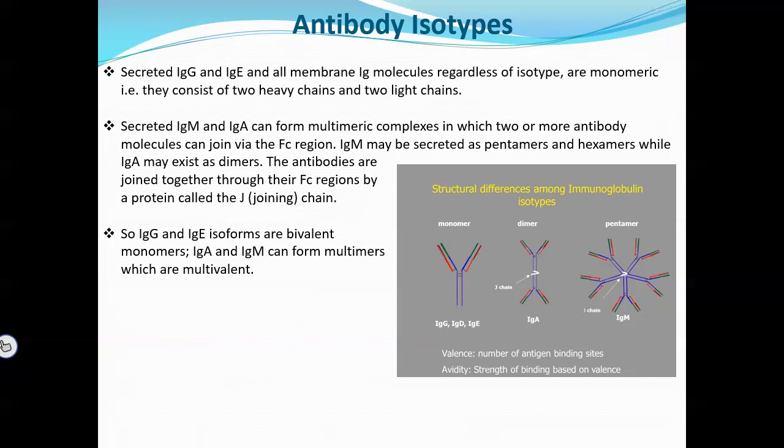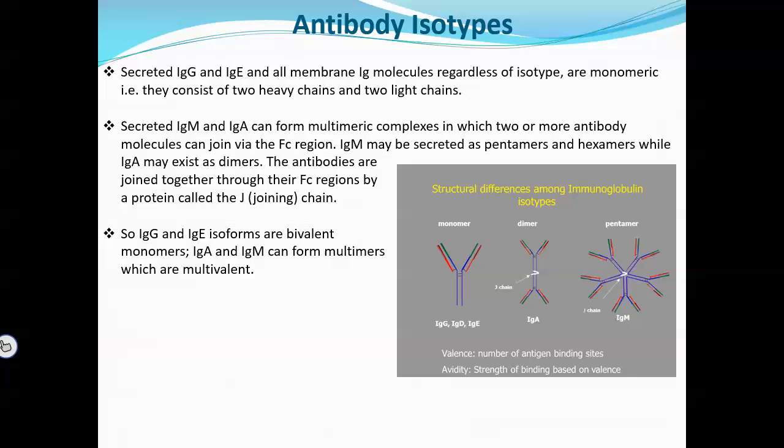Another aspect is that 2 of these isotypes, IgM and IgA, can associate with each other to form complexes. So with IgA, 2 IgA antibodies can join via the Fc region to form what are called dimers. And as a result, this dimer then can bind to 4 antigen binding sites. IgM can either form pentamers or hexamers. And in this case, then, in a pentamer, this IgM pentamer can bind to 10 antigens, and the hexamer can bind to 12 antigens.